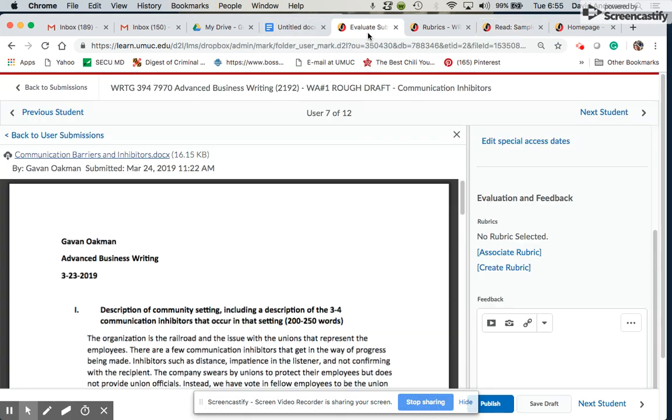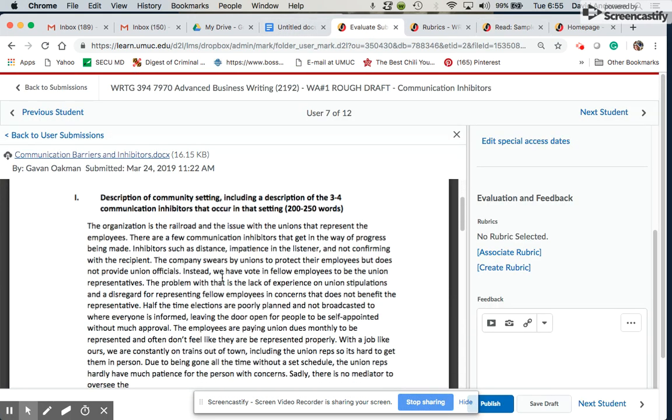So if we go back here, you have a description of your workplace, but I need you to be very concrete. This is the workplace. This is how many people are there. This is where it's located. That's the first paragraph. The second paragraph is the kind of communications that take place here.